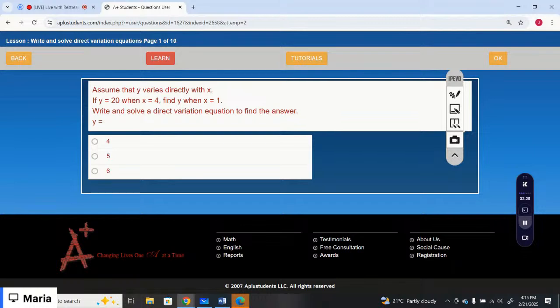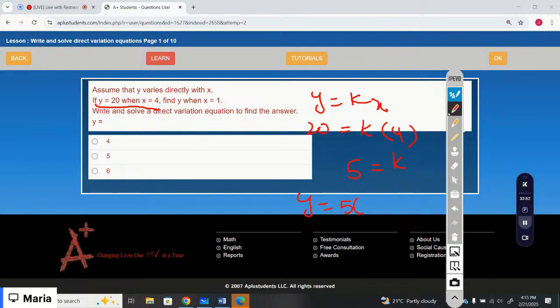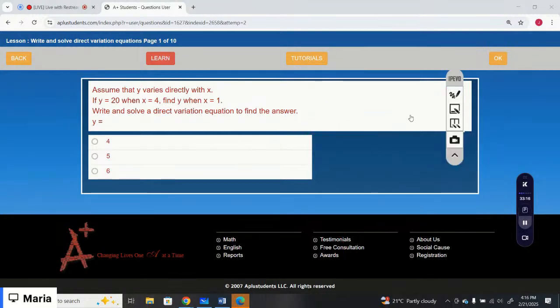If y equals 20 when x equals 4, find y when x equals 1. So you have to find k from the first one, right? Y equals 20 when x equals 4. Y equals kx. Y is 20, x is 4, k equals 5. So when x equals 1, y equals 5. That is 5. Option number 2 is the correct option.